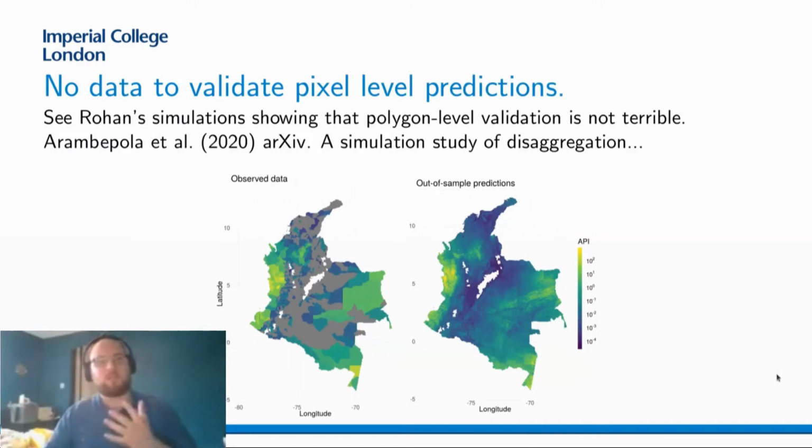Unfortunately, we don't really have any data to validate our predictions at the pixel level, which is really the main task of the modeling exercise: to predict at this high resolution pixel level. So in the work that follows, this cross-validation is on the polygon level data. But if you're interested in why we don't think that's a terrible idea, you can look at Rohan's recent paper, where we use simulations to go back and check whether we did a good job at predicting the pixel level incidence.